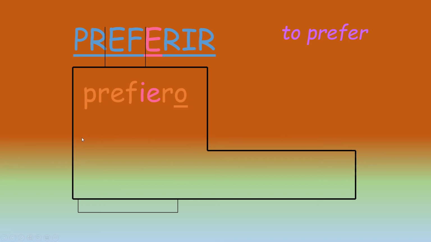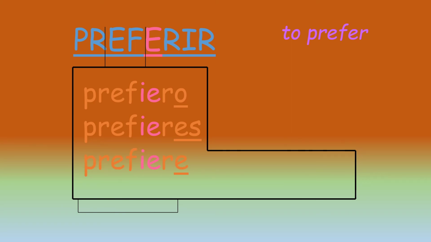All right, tú is also inside the boot, so it gets the stem change, E to IE, and then my tú ending for an IR verb. What is that? Prefieres. Okay? Él, ella, usted, that's inside the boot. So that E is going to change to an IE, and I'm going to put my regular ending for an IR verb for he or she. What would that be?